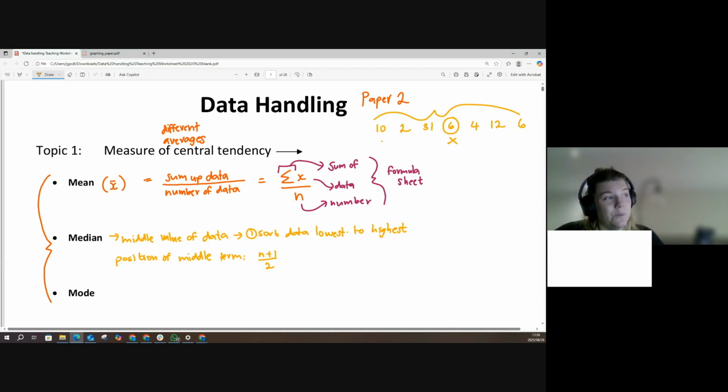So it would be term 1, term 2, term 3, term 4. But remember, we would first have to order these. So if I first ordered it, it would be 2, 4, 6, 6, 10, 12, 31. And look at that, our median lands at being 6. So term 1, term 2, term 3, term 4. Good. So this would be term 4, which would give us our 6. But be careful, this is the position of the middle term, not the middle term.